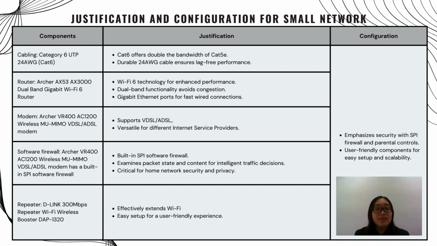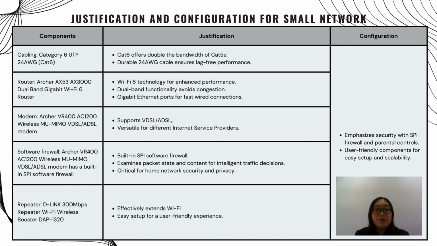The Archer Wi-Fi 6 router takes center stage with its advanced Wi-Fi 6 technology, dual band functionality, and gigabit Internet ports, catering to enhanced performance and stability, especially for wired connection. The Archer BR400 AC1200 MU-MIMO modem serves as a crucial link supporting VDSL/ADSL, providing flexibility for various internet service providers. The integration of MU-MIMO technology facilitates simultaneous communications across multiple devices, vital for households with numerous users.